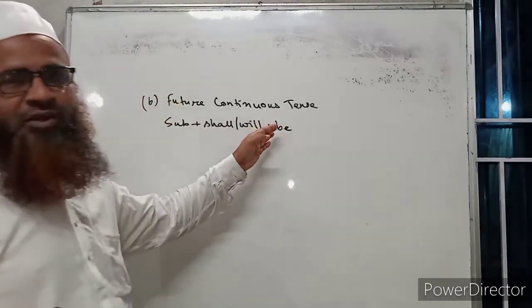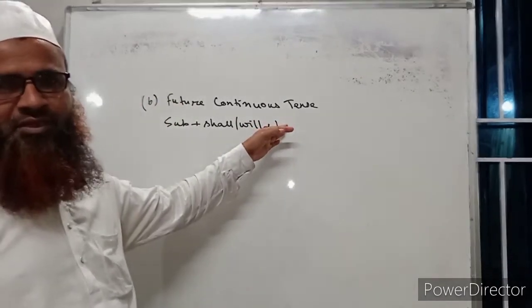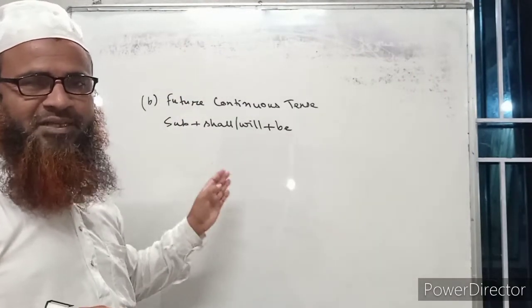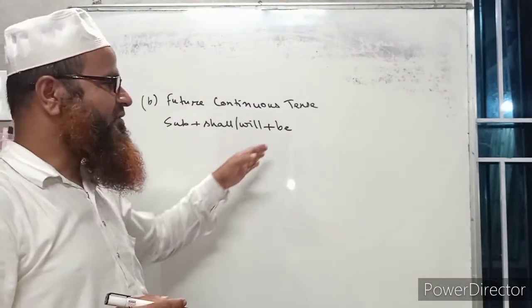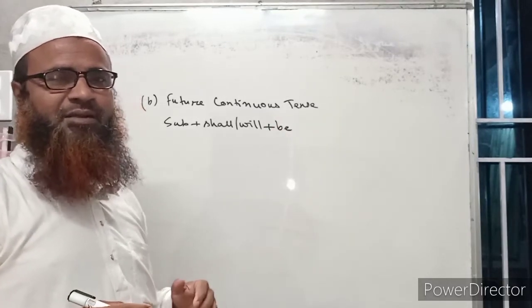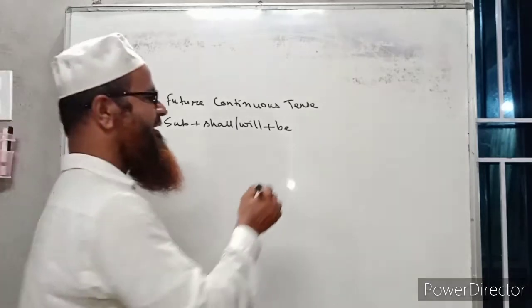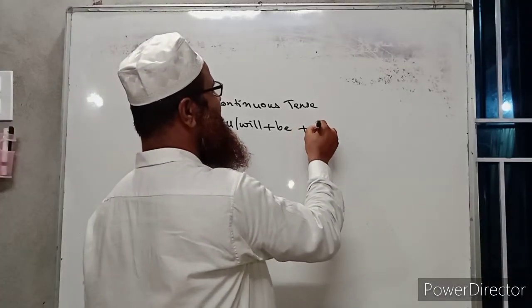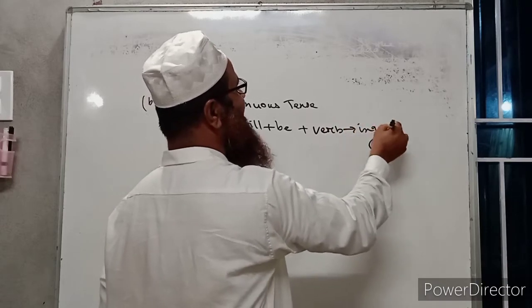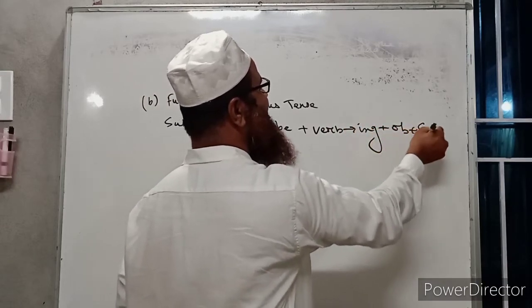So be itself will come. In present and past continuous tenses, we use the form of be, that means am, is, or was. But here be itself will come. Then as it is continuous, so the verb will take ing with it. So verb ing, then object and extension.